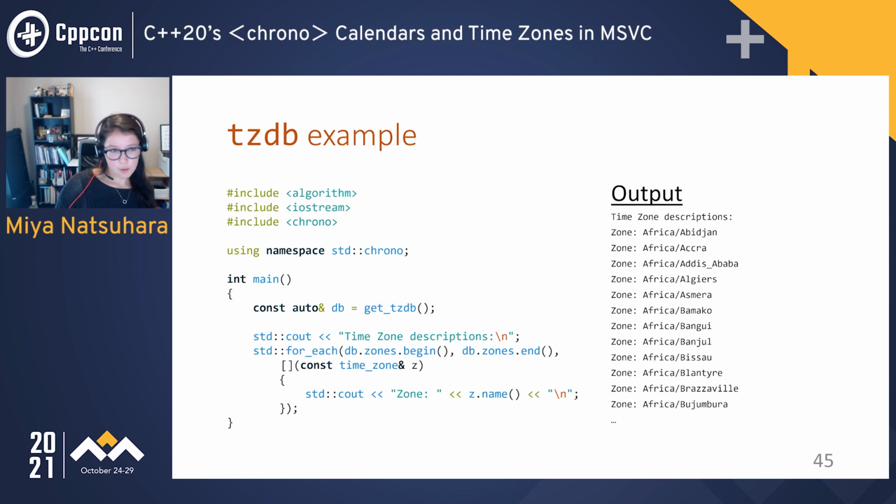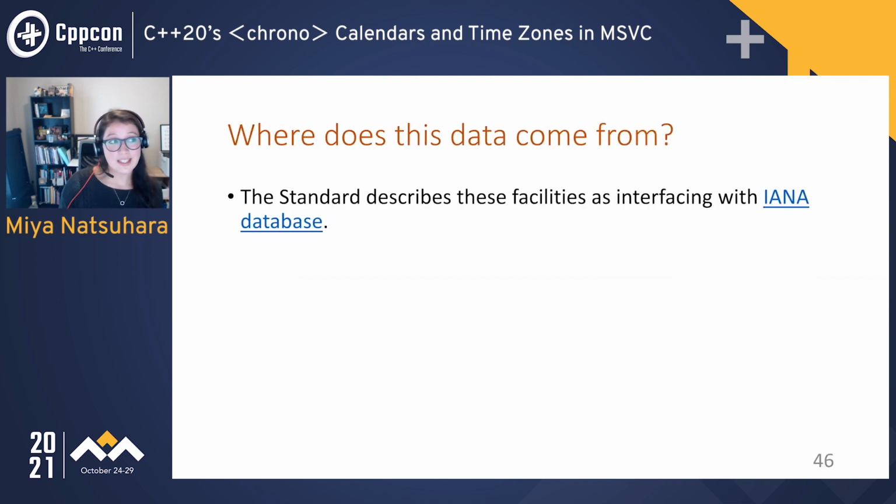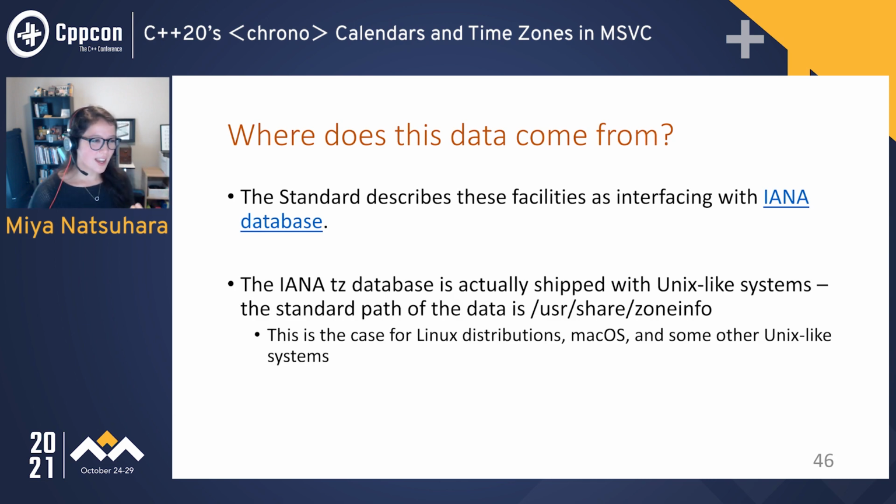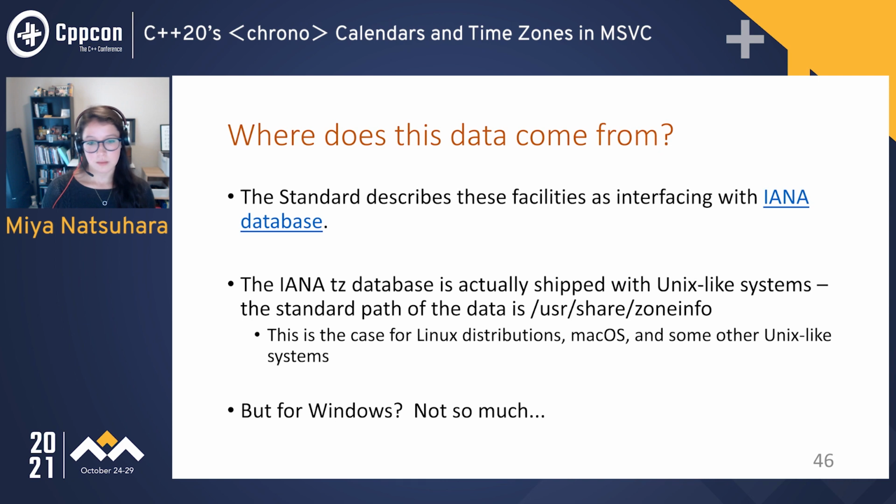Okay, so now, where do we get this data? The standard describes these facilities as interfacing with the IANA database. Great. The IANA TZ database is shipped with Unix-like systems. You should be able to find it here at this path. This is the case for Linux distributions, Mac OS, and some other Unix-like systems. But in true form, not so much for Windows. We actually don't have the IANA database shipped with our system, unfortunately.